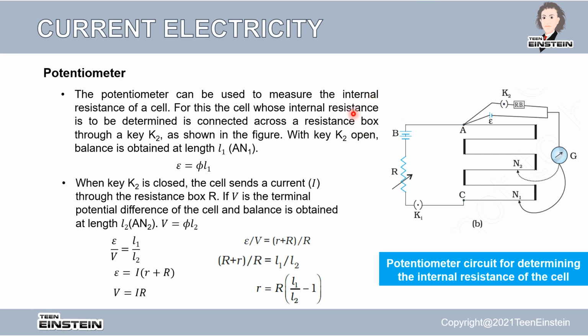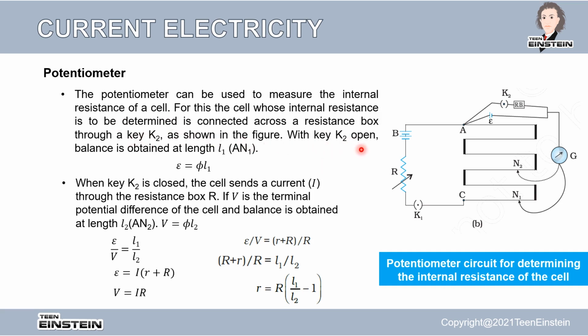Now what if you know the value of epsilon but you want to find out the value of internal resistance? What you can do is remove one epsilon and replace it by a resistance box, maybe a variable resistance. So now the potentiometer can be used to measure the internal resistance of a cell. For this, the cell whose internal resistance is to be determined is connected across a resistance box through a key K2 as shown in the figure.